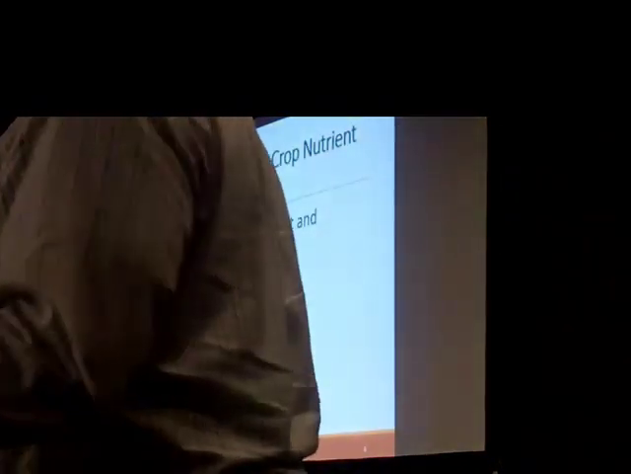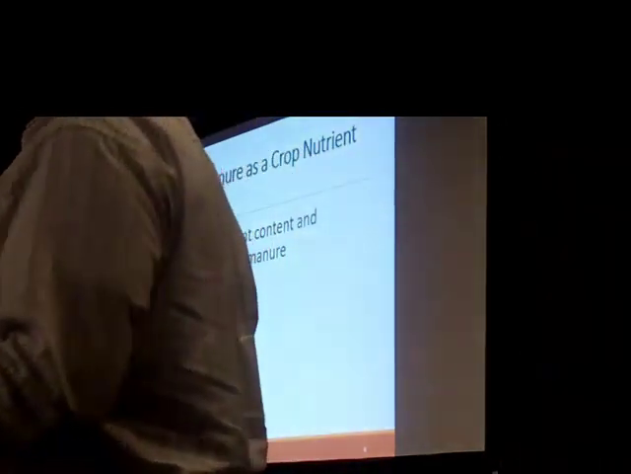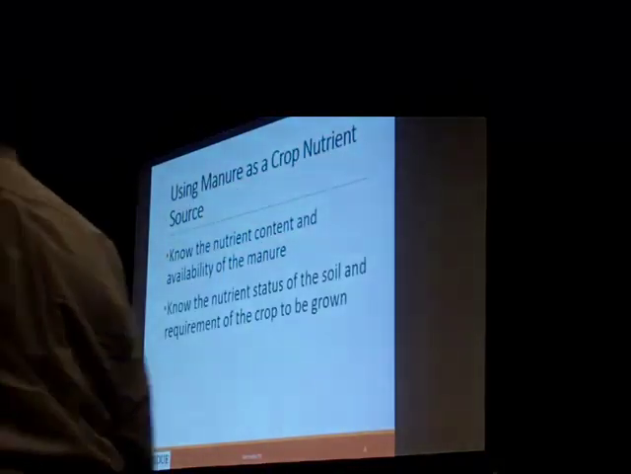So, just a few steps here, kind of review. We need a good sample, we need to know the nutrient content, and we have to have a reasonable assessment of how available those nutrients are. And again, that's most difficult with nitrogen. We need a good soil sample and the requirement of the crop to be grown.